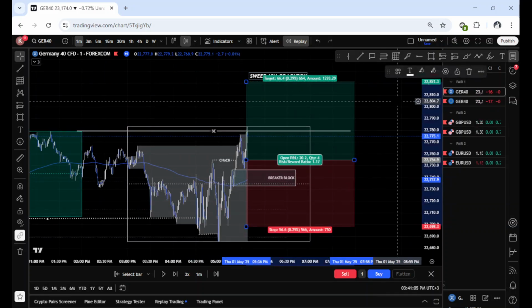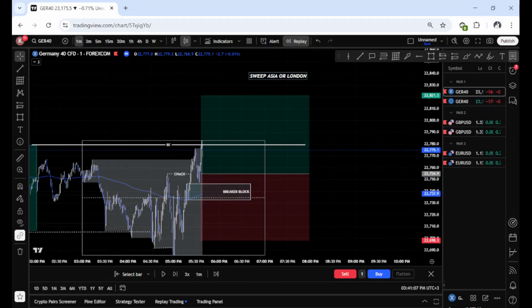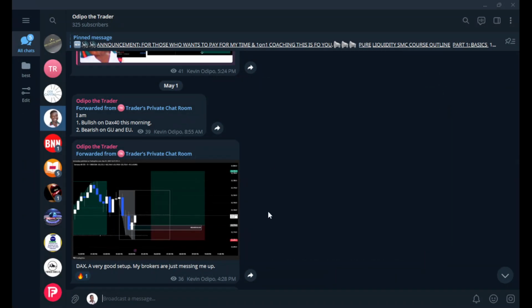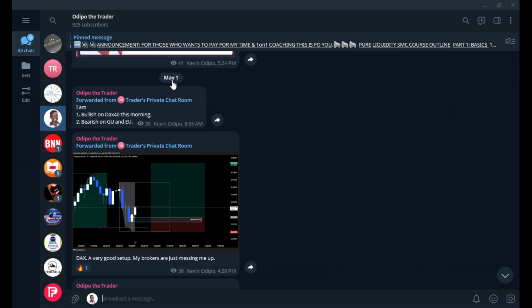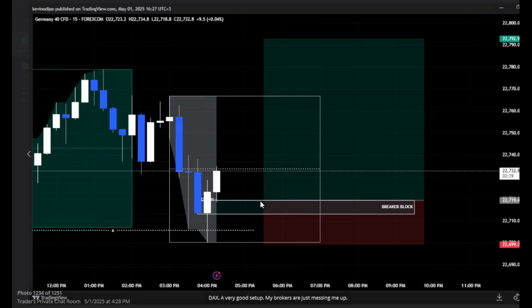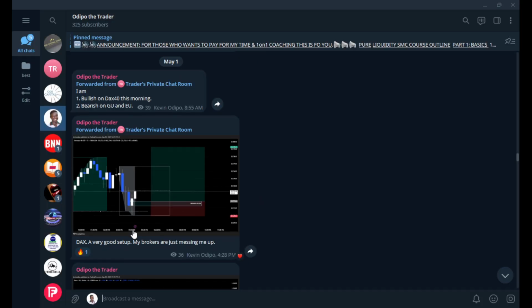So let me just show you the trade. So this is the trade. It was on May 1st, and I clearly indicated here at 8:55 a.m. that today I was bullish on DAX 40 and then bearish on GU and EU. I'm also going to break this down because these ones are the ones that netted me take profit very quickly. So DAX, this is the trade. This is the first entry here that I gave out that day.